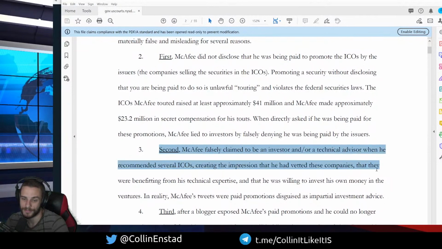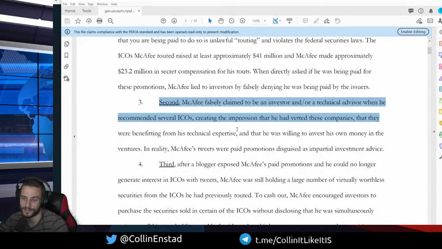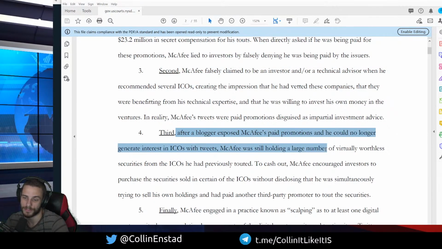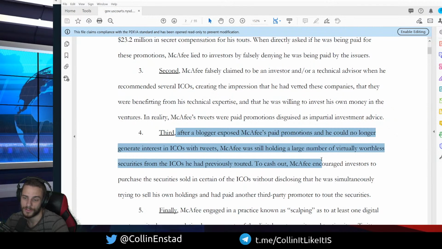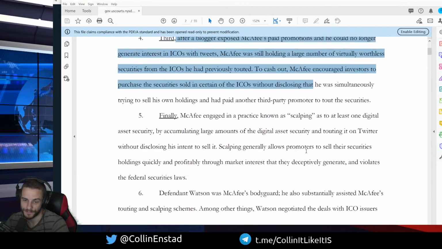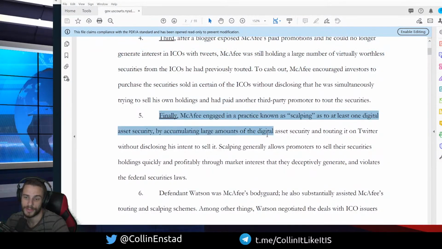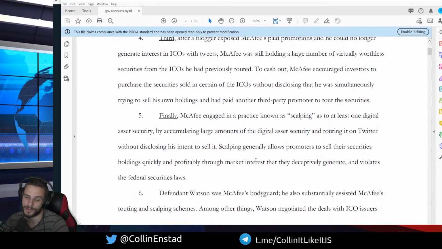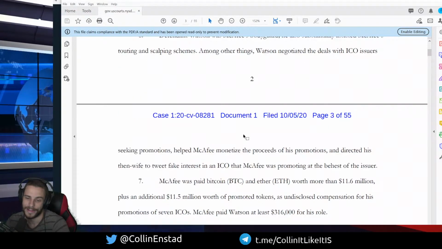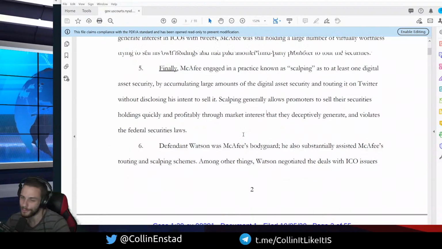He did not disclose using paid promotions. He falsely claimed to be an investor when he recommended several ICOs, giving the impression he had vetted these companies. After a blogger exposed the paid promotions, he was still holding a large number of virtually worthless ICOs, and to cash out, he encouraged investors to purchase them. Finally, McAfee sculpted it so he would buy tokens, pump it, and then sell it. So yeah, those are his charges. I don't think they're really that bad.